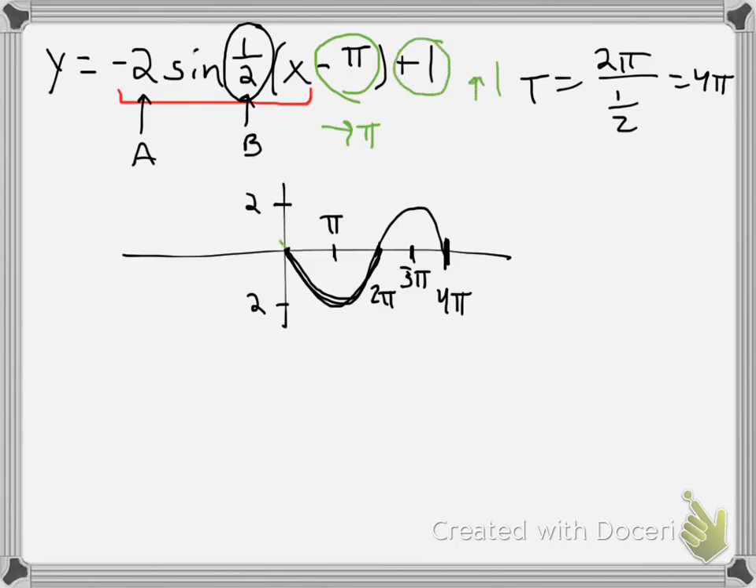So I have to take all of these points, this point, and move it to the right pi and up 1. It's now going to be right there. Then I have to take this point down here, move it to the right pi, and up 1. So it'll be right there. 1, negative 1. Then I have to take this point, move it to the right pi, and up 1. So it'll be right there. And then I have to take this point up here and move it to the right pi, and up 1. And so now I just connect the dots.